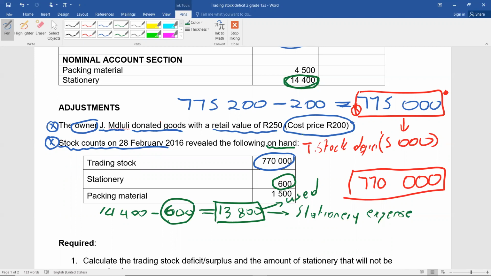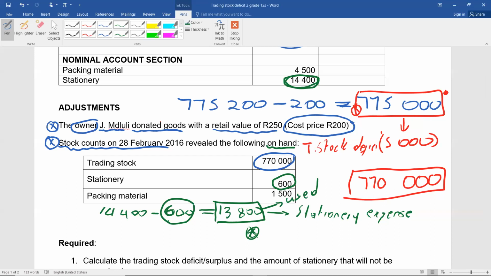You've only used 13,800. That's all you have used. What we have used is 13,800. That is what we have used. This is what will go to the income statement, because we have used it. Now that is English, it's no longer accounting.